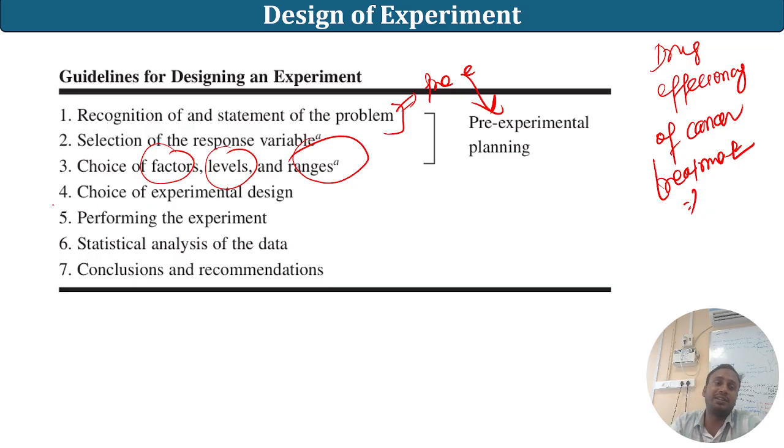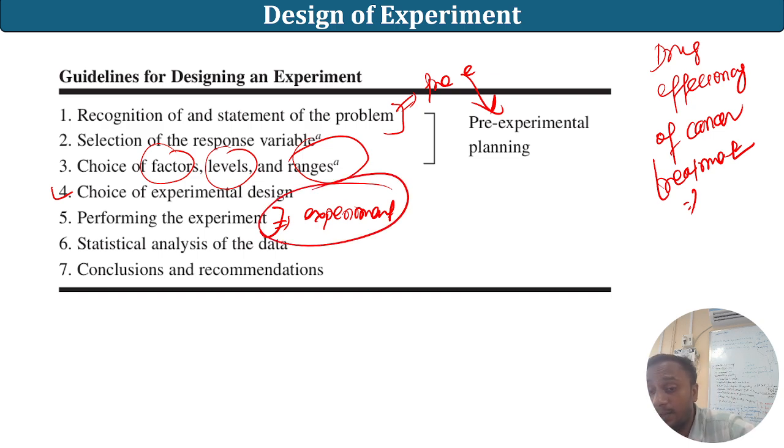After that, we have to design the experiments. Like which experiment needs to be used? RCBD, replications, blocking and all. Or we have to go with the factorial design, or we have to go with other methods. Then after that we have to perform the experiments. Once we collect the data, now we'll come to the statistics. We have to do the data analysis.